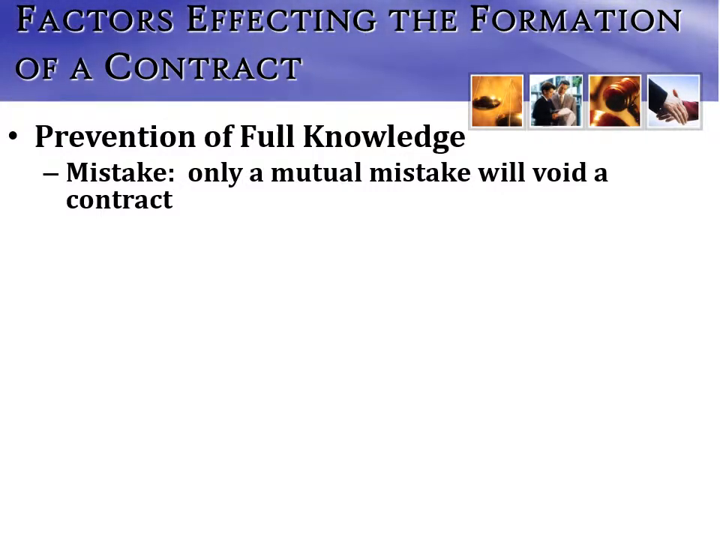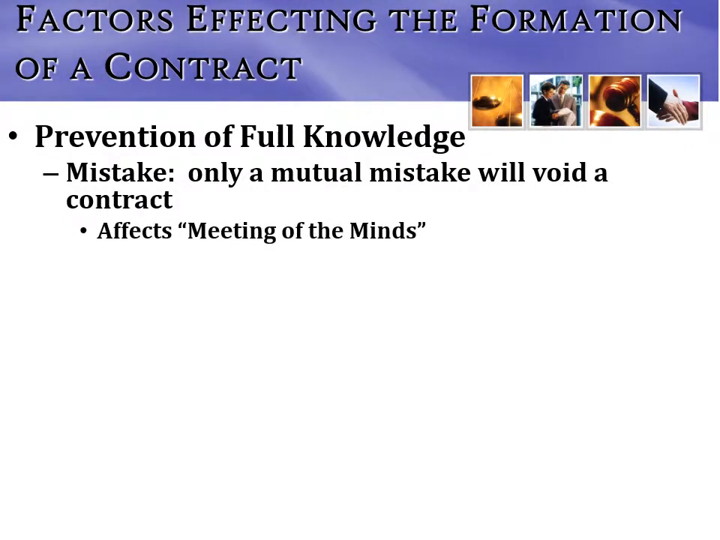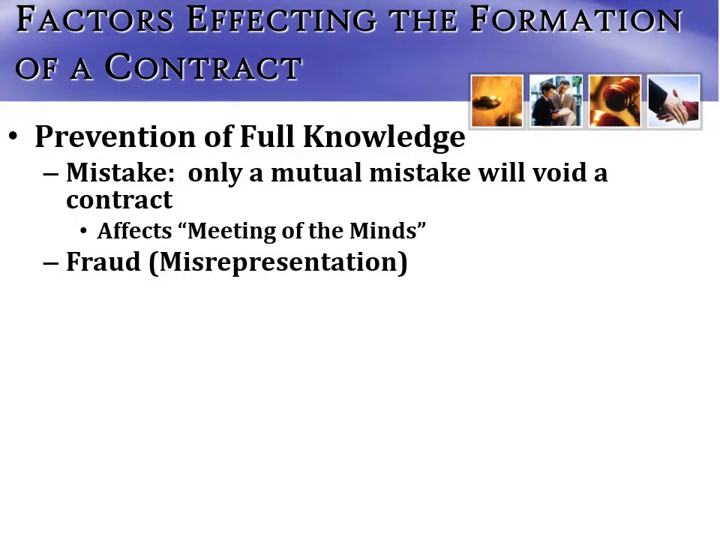Only when both parties make a mistake in a similar understanding, then the court will come in and say, redraft the contract. Because if it's a mutual mistake on the same issue, then you have no meeting of the minds. You have no mutual assent. Thus, the contract has to be rewritten. So it affects the meeting of the minds, mutual mistake. It affects mutual assent.